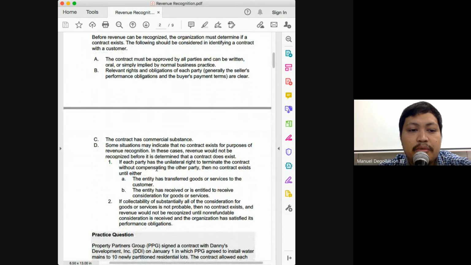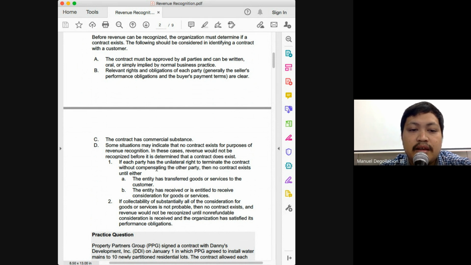Go to letter D, there will be questions asked under letter D. If each party has the unilateral right to terminate the contract without compensating the other party, then the conclusion there is that no contract exists. Okay? At that point, no contract exists. But later on, a contract may be recognized if the entity has already transferred goods or services, or the entity has already received or is entitled to receive consideration for goods or services.